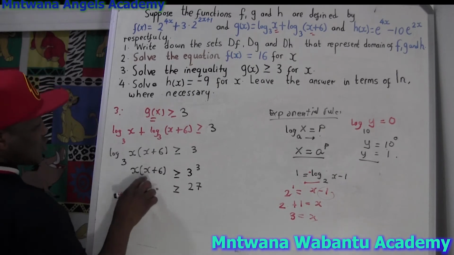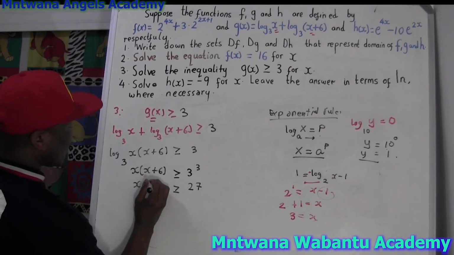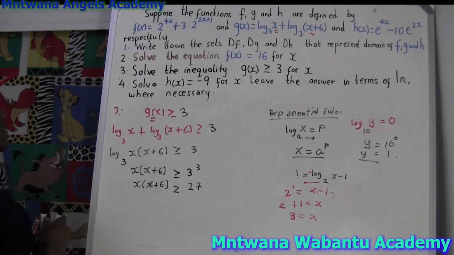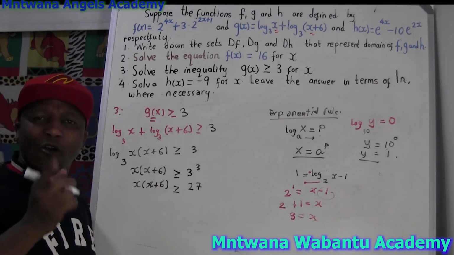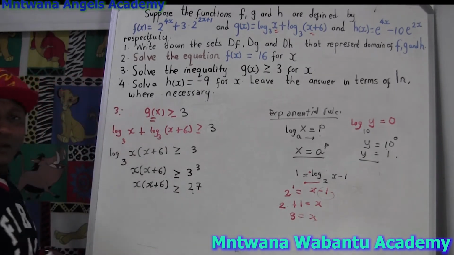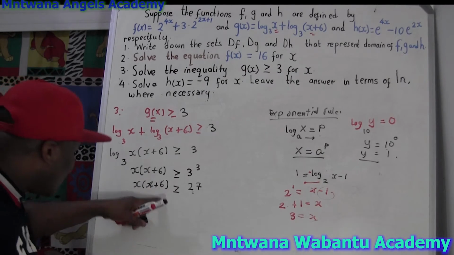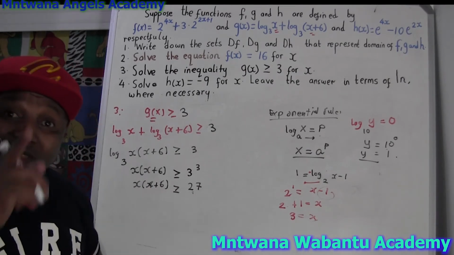Now you've got x plus 6. So now this is quadratic. Can't you compare? No, never compare a quadratic if there's no 0 here. Don't say x equals 27 and this equals 27. You only do that when there's a 0.